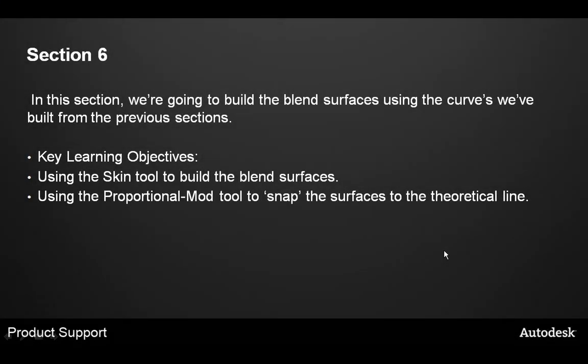In this section, we're going to finish up our blend surface by using the curves that we've built from the previous sections. We're going to use the skin tool to build the blend surfaces, and then we're going to use the proportional modification tool to snap the surfaces to the theoretical line.